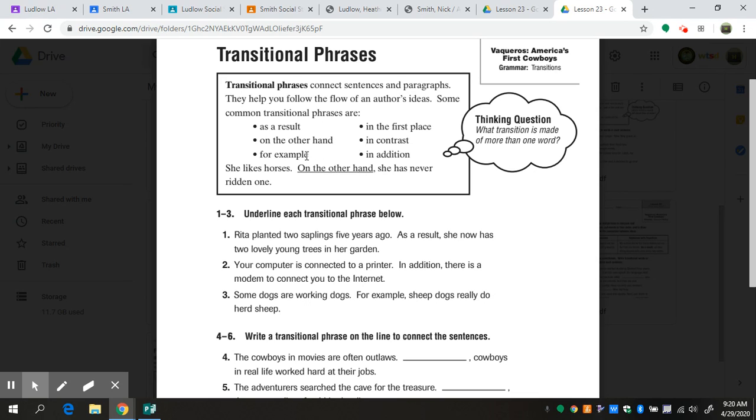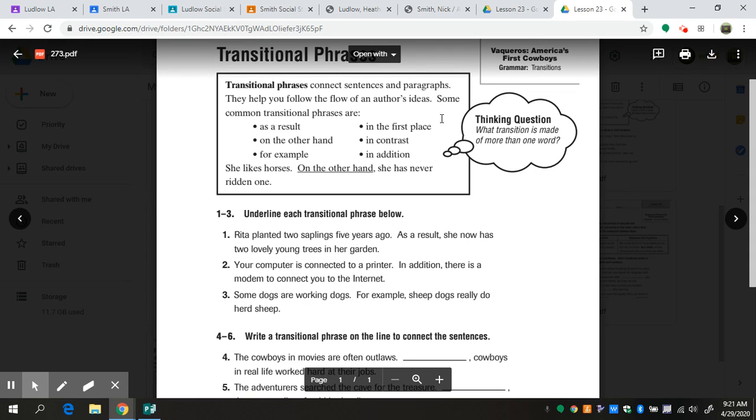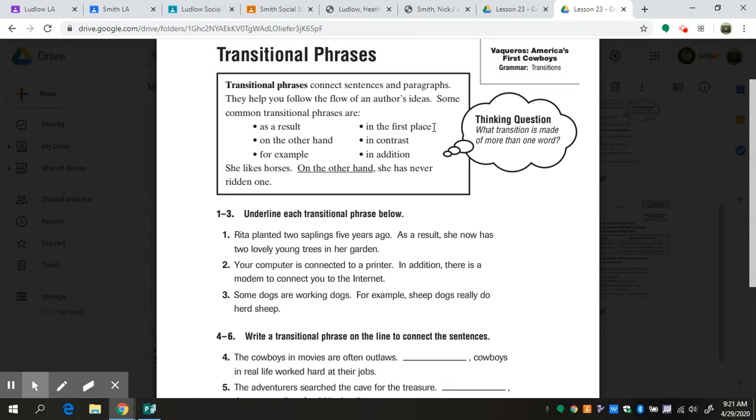For example, is very simple. We use that constantly. I have visited many different cities. For example, I used to live in New York. So that kind of backs up your original sentence. In the first place, that we would use to perhaps introduce something that we're talking about. In contrast, shows a negative relationship. You probably would be talking about opposites when you're using in contrast. And in addition is pretty much the same idea as for example. You're just adding more information.